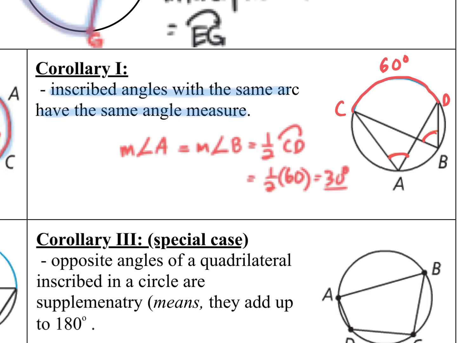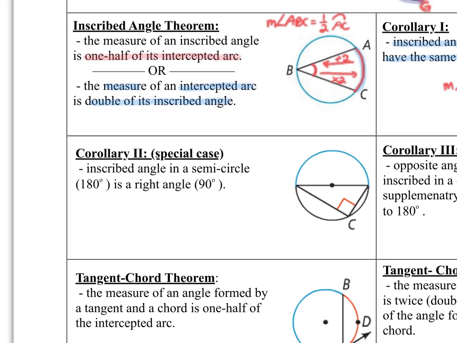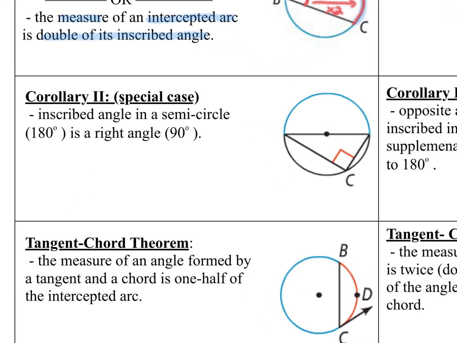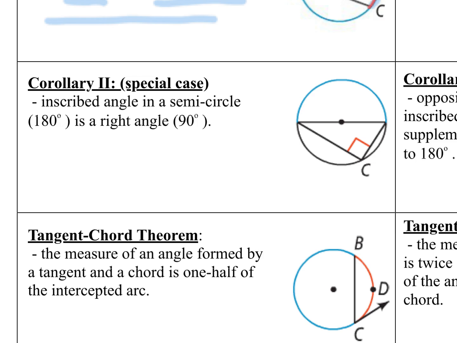Therefore, this is going to give you 30 degrees and the other is also 30 degrees. Okay, so let's go for the next corollary. Here this is a special case. The reason why it's a special case is because it's actually going to create a semicircle. So here, an inscribed angle in a semicircle is a right angle.